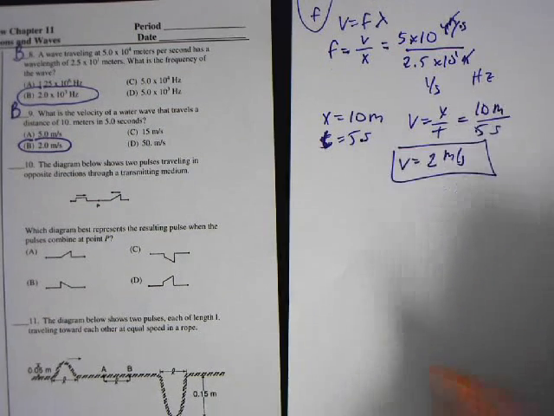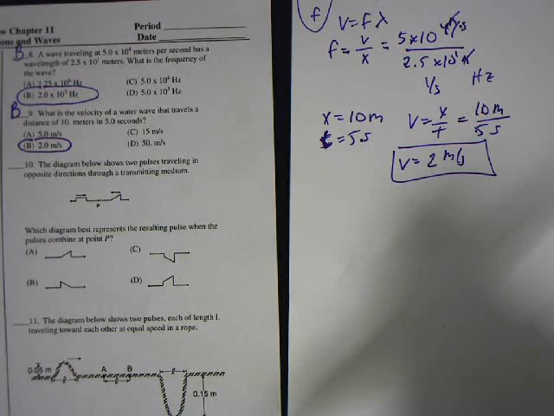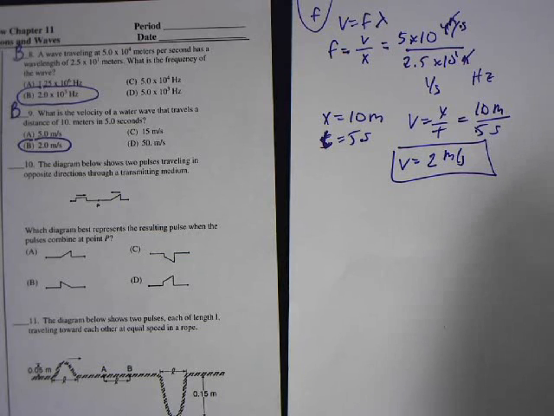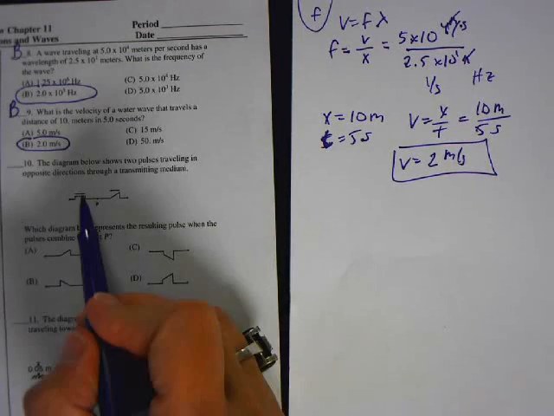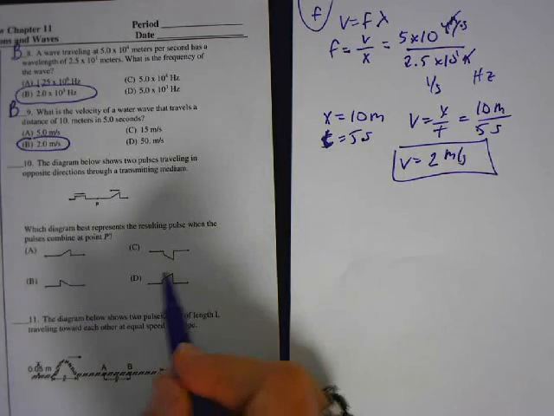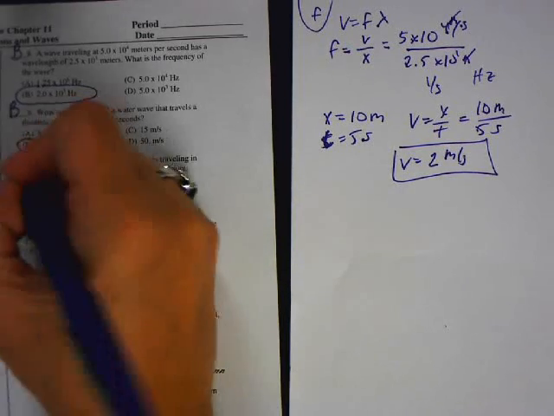Number 10. The diagram below shows 2 pulses traveling in opposite directions through a transmitting medium. Which direction best represents the resulting pulse when the pulses combine? So when they combine, we learned about destructive and constructive interference. When you think about the words in layman's terms, it's kind of like the same in physics, whereas constructive means they add together, and destructive means they cancel each other out. So if we look at the picture, these two are both on the top, so when they come together, they're going to add together, which is choice D.